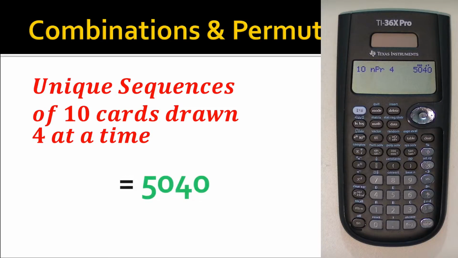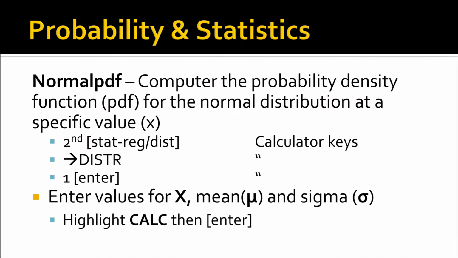What did I get last time? 5,040. Now, probability and statistics. This has some very powerful functions, and I think you should study this for the FE because there is a lot of material on this inside of the FE manual that they give you online. There's a lot of examples in whatever study guide that you use.